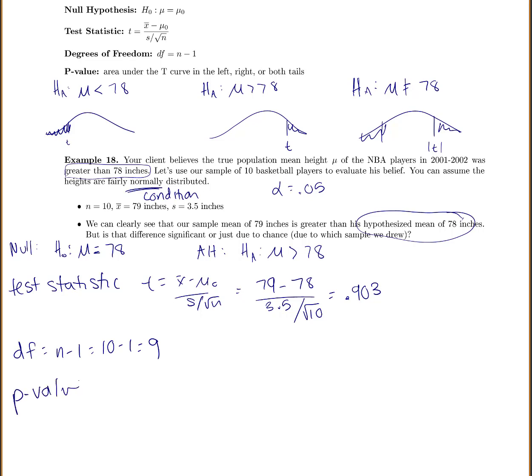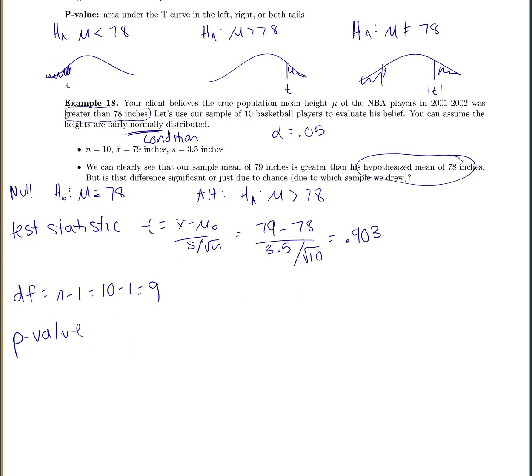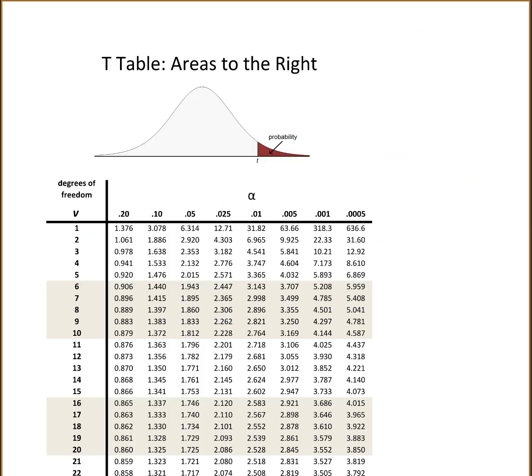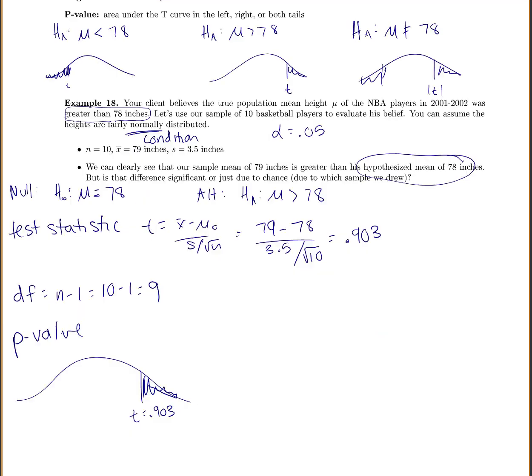And for my p-value, I always draw a picture. I had t equals 0.903. This is a greater than alternative hypothesis, so I'm going to shade to the right. And I need to look that up. So what we're going to do is come back to our t-table. We have 9 degrees of freedom, and we're looking for a value of 0.903. That should be somewhere about here. So that means my p-value is between 0.10 and 0.20.